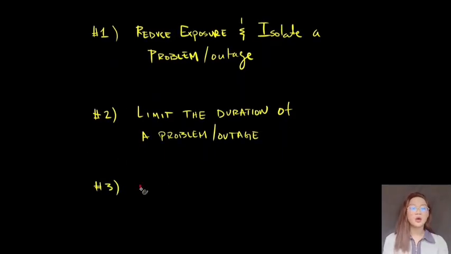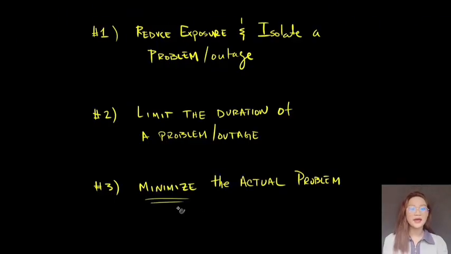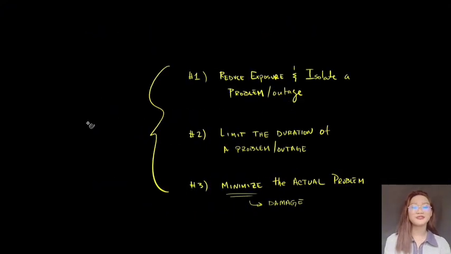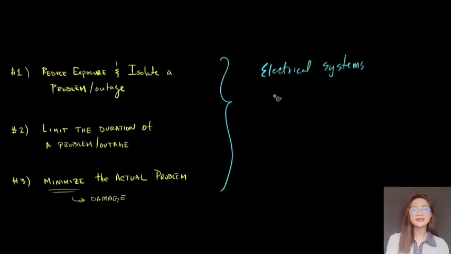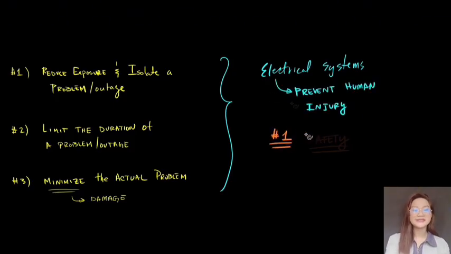Number three, we want to minimize the actual problem. And what I mean by that is to actually minimize equipment damage. This is what we want from our electrical system, and coordination is going to help achieve it. It's really important to keep in mind that electrical systems must be designed to prevent human injury. So the number one priority should be safety.